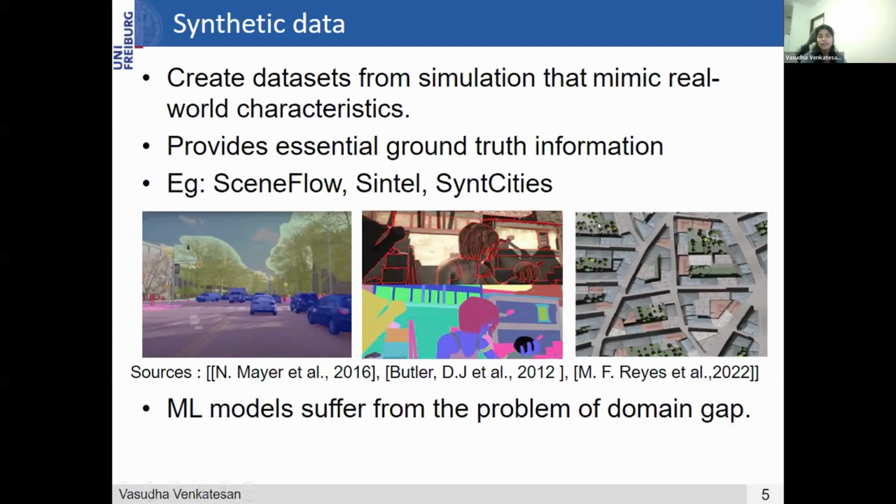And SyntCities is an open source dataset by people from DLR, and it is a simulation of urban areas. They use it for training stereo matching networks, and it consists of 8,100 pairs of left and right images. And these images resemble cities like Paris, Venice, and New York. So we have somewhat good amount of synthetic data sets that are available right now. But when we try to use these data sets to train the deep learning network, they suffer from the problem of domain gap.